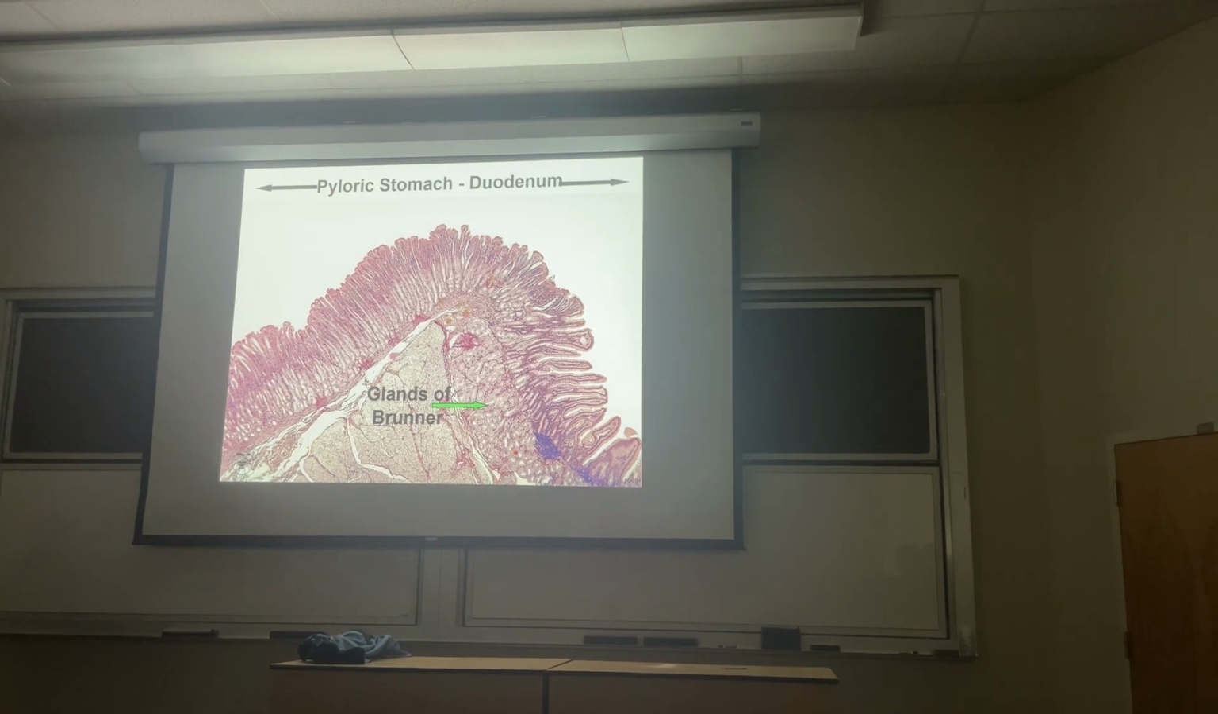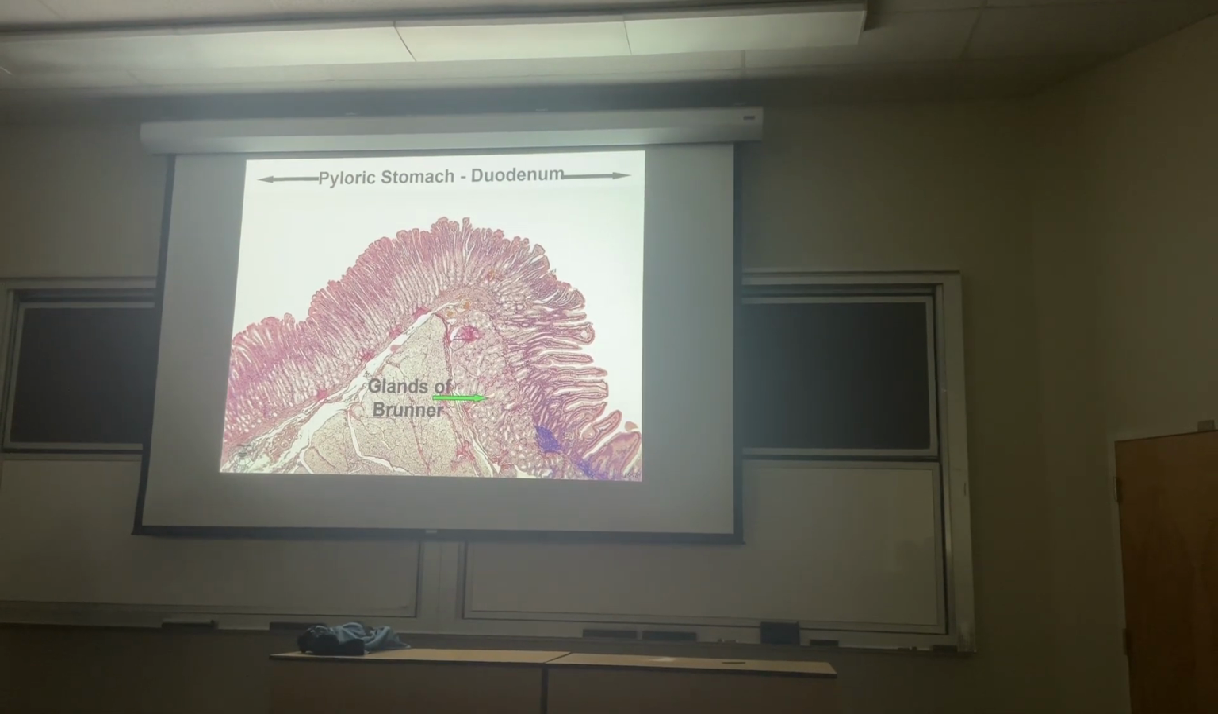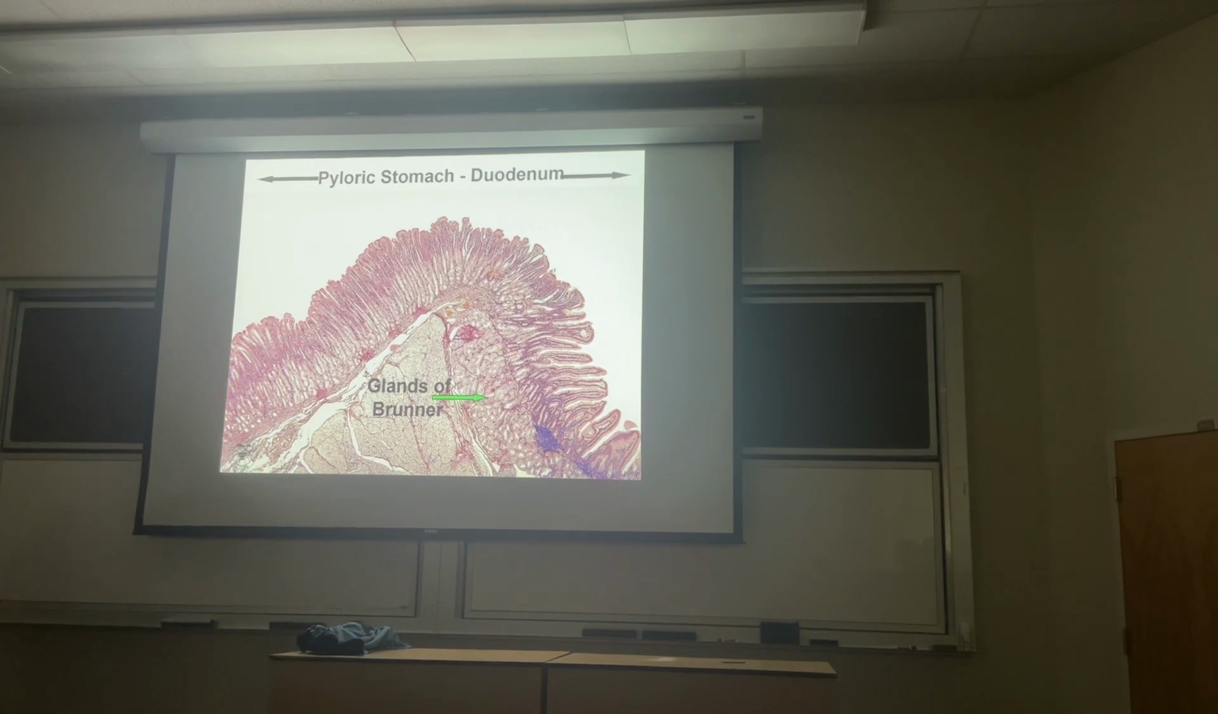In the first part of the small intestine, the duodenum, we have lots of mucus glands. These have a special name. They're called glands of Brunner. And again, that's a proper name, but still in heavy use. So these are Brunner's glands. They secrete mucus and help protect the small intestine.